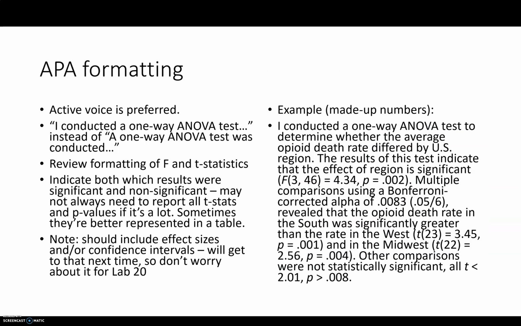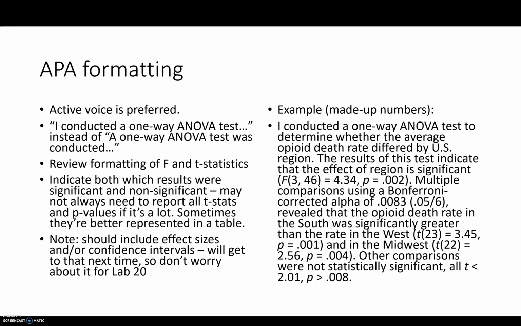Some APA formatting stuff. I know this slide is very text heavy. These slides will be posted so you can refer to this while doing your assignment. Some things to remember about APA formatting. Active voice is preferred. It's perfectly acceptable to say I conducted a one-way ANOVA test instead of a one-way ANOVA test was conducted. Or if that's just one author on your paper, which when you're doing this for the lab, it's just you. If you've got multiple authors, then you'd say we.